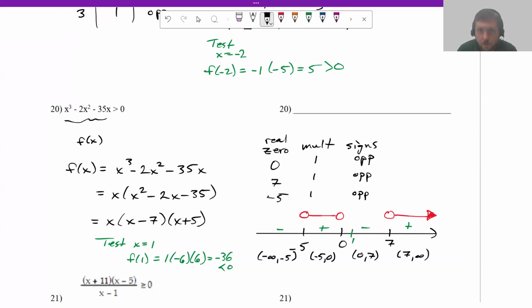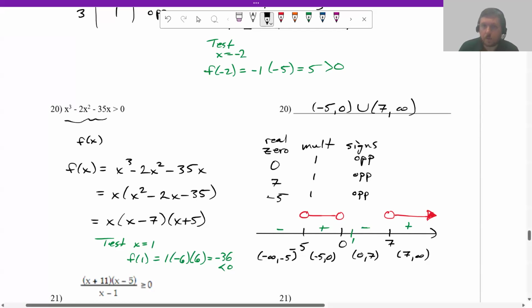Okay, so we marked -5, not inclusive, to 0, not inclusive, union with +7, not inclusive, to infinity.